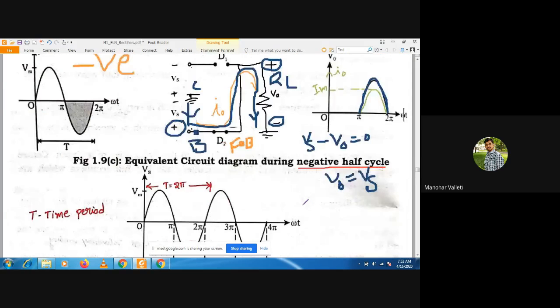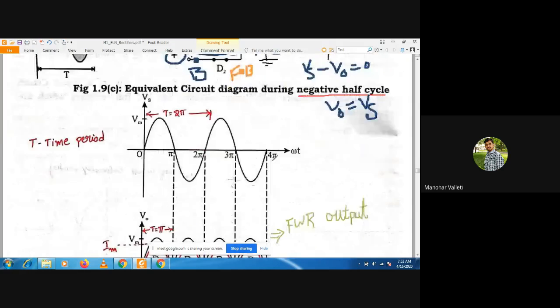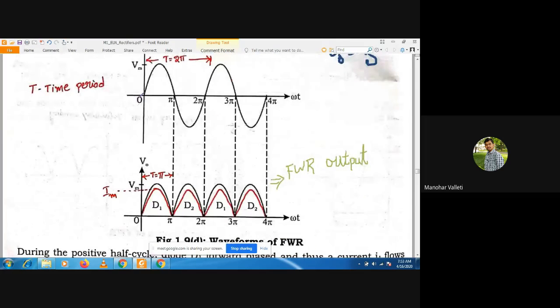We combine both explanations in one waveform. During the positive half cycle, the output will follow the input. During the negative half cycle, whatever output you got during the positive half cycle, the same output you will get, because in both half cycles the load current will enter the load at the same point. Now, this is the full wave rectifier output.